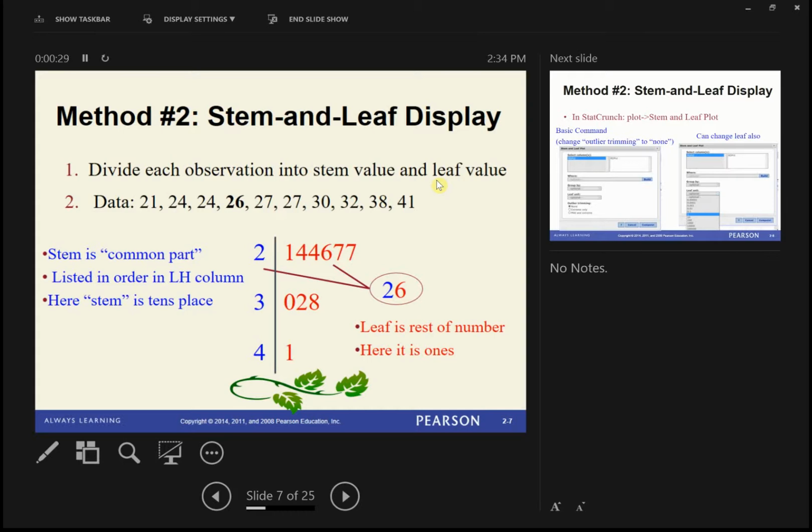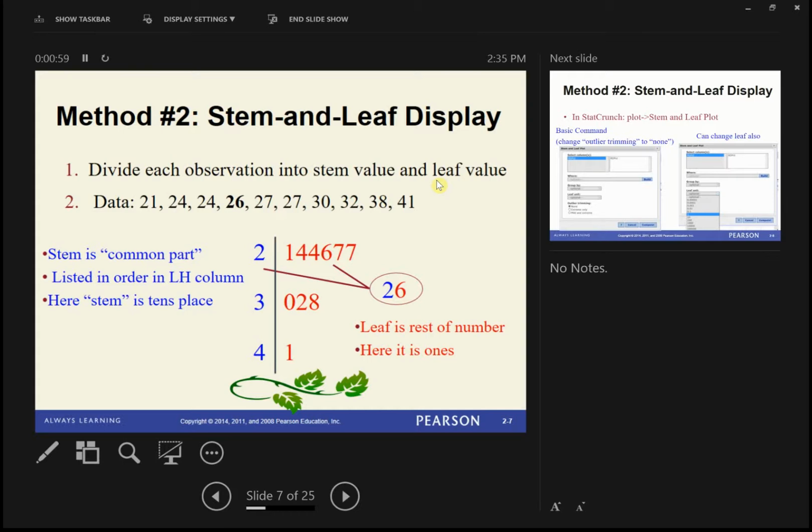So this is my data set at the top. I have 1, 2, 3, 4, 5, 6, 7, 8, 9, 10 data values. And what I'm doing is I'm organizing them in tens. So the common part, the stem here, is going to be the tens place. Just like a plant, right? The stem is the common part, and then the leaves come off. So what are the data values represented by the top row, do you think? Anyone want to take a stab?